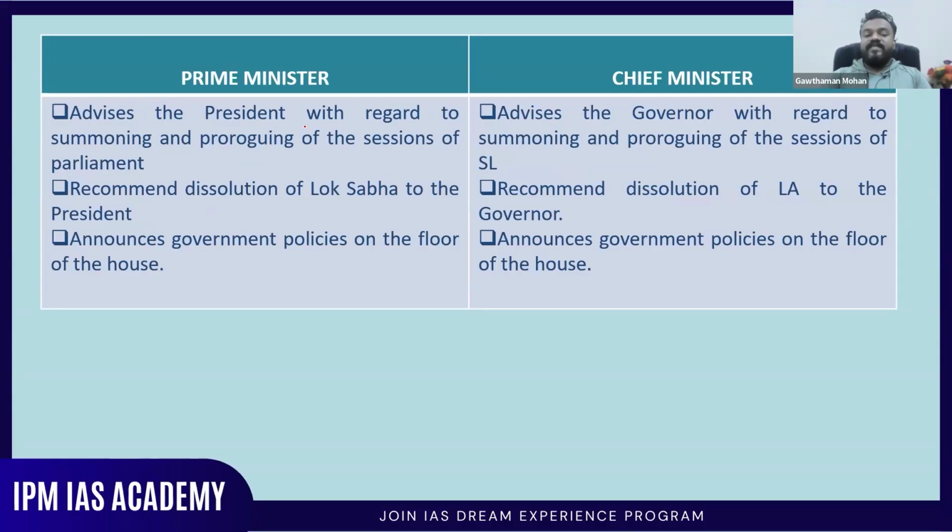Then the Prime Minister advises the President with regard to summoning and proroguing the sessions of Parliament, and the same applies to the Governor in the case of summoning and proroguing the sessions of the state legislature. Then the Prime Minister recommends dissolution of the Lok Sabha to the President, and the Chief Minister recommends dissolution of the Legislative Assembly to the Governor. The Prime Minister announces government policies on the floor of the House, and the Chief Minister announces the government policies on the floor of the state legislature.